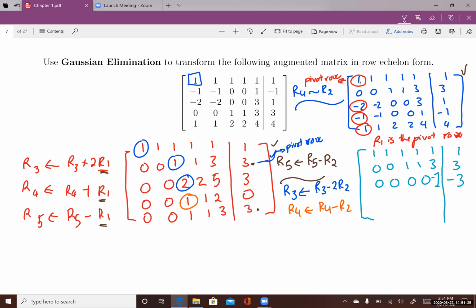Okay. How about row 4? Row 4 minus row 2. So 1 minus 0 is... all 0, right? 1 minus 1 is 0. 1 minus 1 is also 0. 2 minus 3 is negative 1. 0 minus 3 is negative 3. Okay. And then the last operation is R5 minus R2, so 0, 0. And we know that because R2 and R5 are identical, the result for this operation will be the zero row.